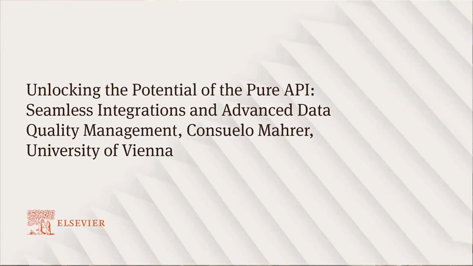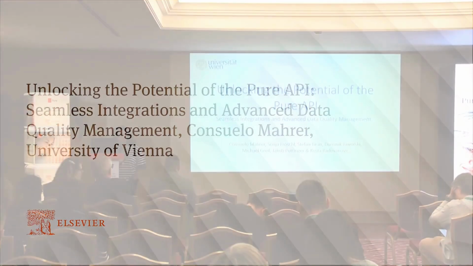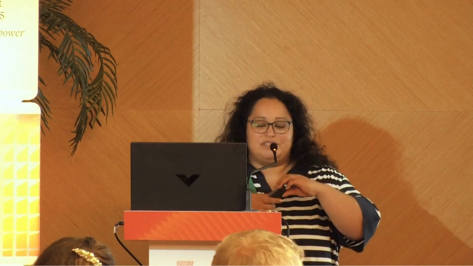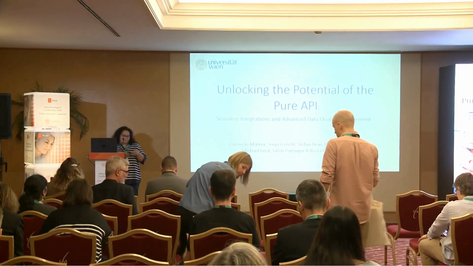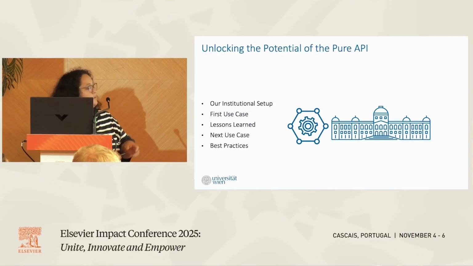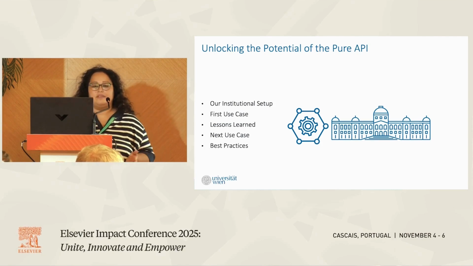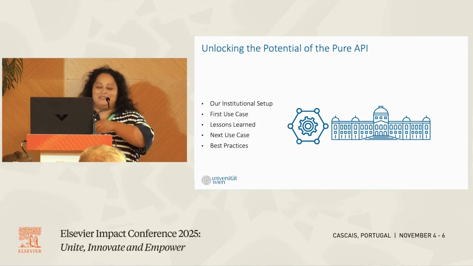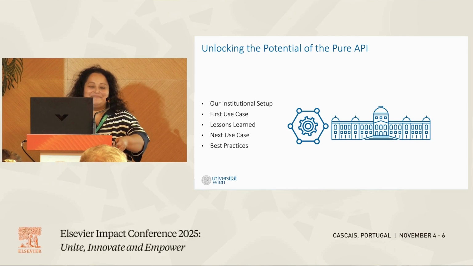Welcome to this session. In the next 20 minutes, we will explore the topic "Unlocking the potential of the Pure API at the University of Vienna." We will have a brief overlook over our institutional setup. Then I will explain our journey with the first use case and the lessons we learned. And then I will go on with the next use case and the best practices.